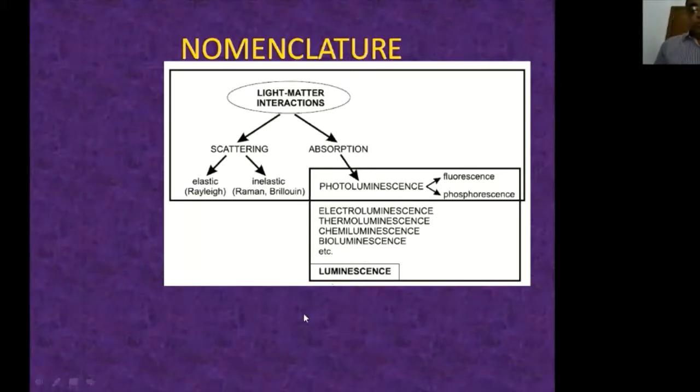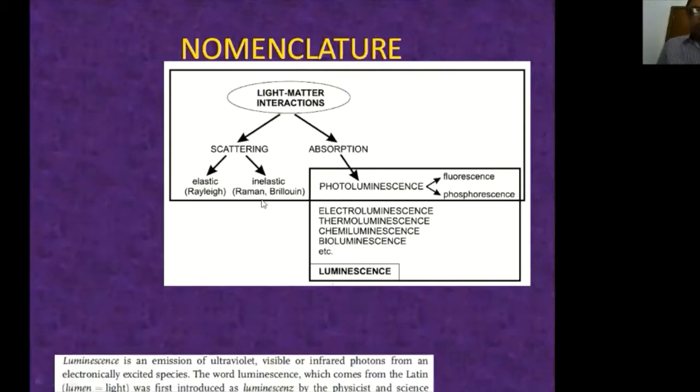Sometimes, if you are not sure about the spin multiplicity of the excited state, whether it is a singlet state or a triplet state, you generally call it luminescence. That is also happening in many coordination compounds, where it is called luminescence. If it comes from absorption of light, you call it photoluminescence. If it is from other phenomena, like absorption of electrical energy or chemiluminescence and so on, you have to use the proper nomenclature. That is very important. Sometimes people are confused by this jargon.